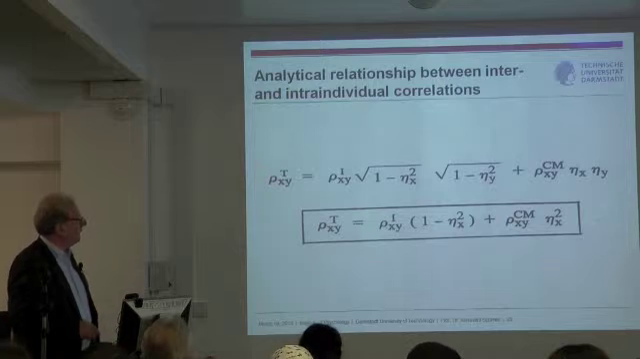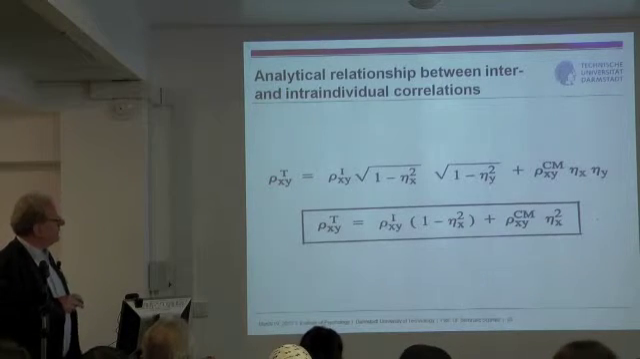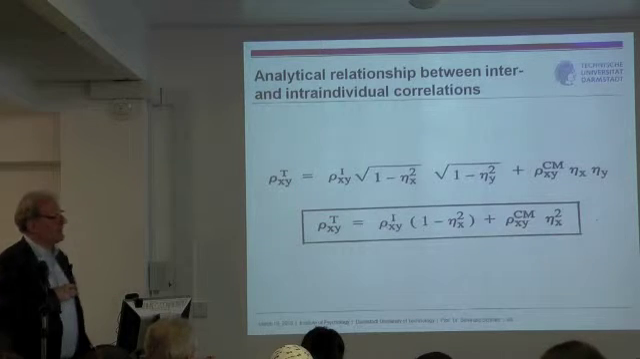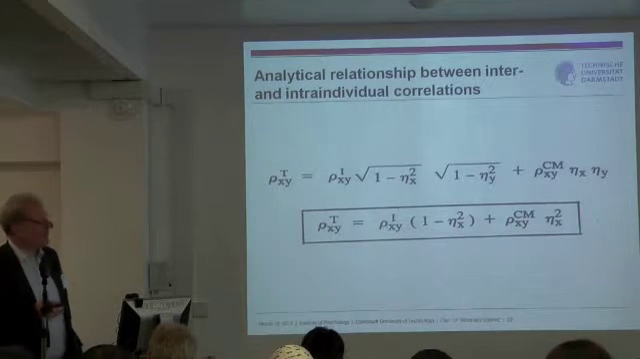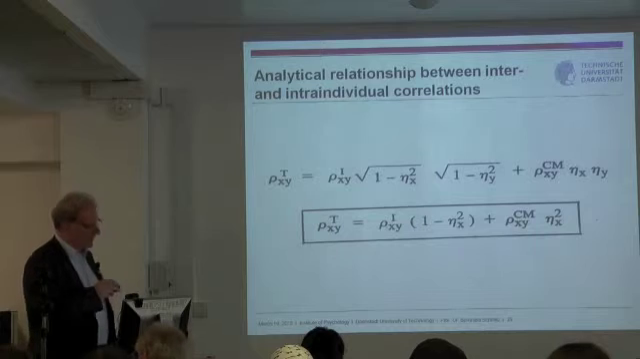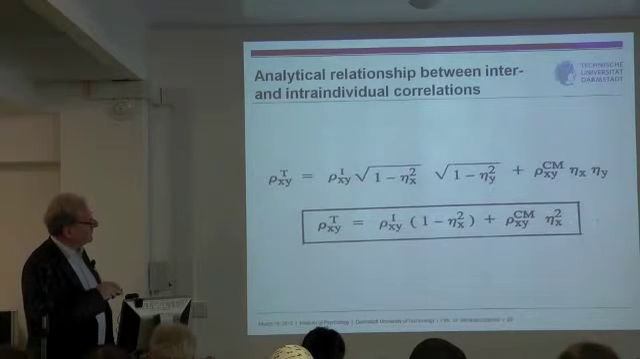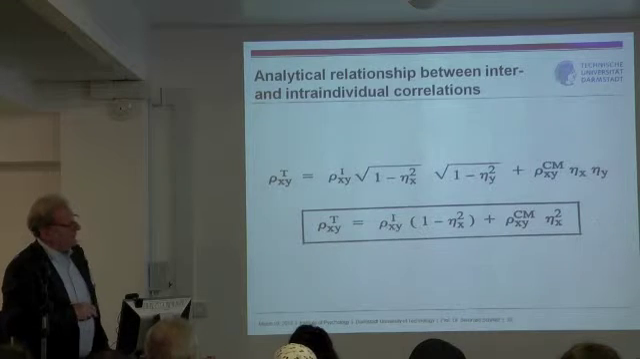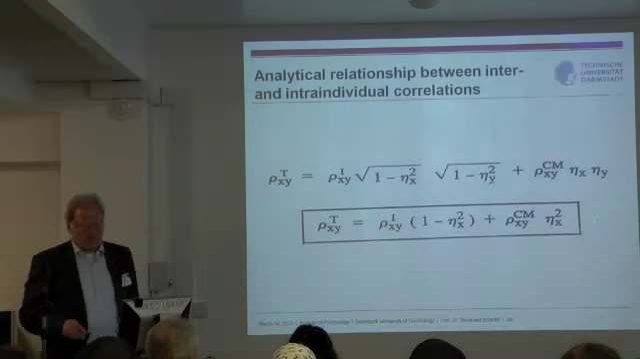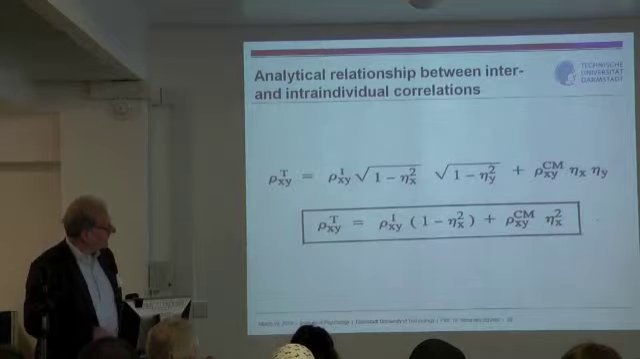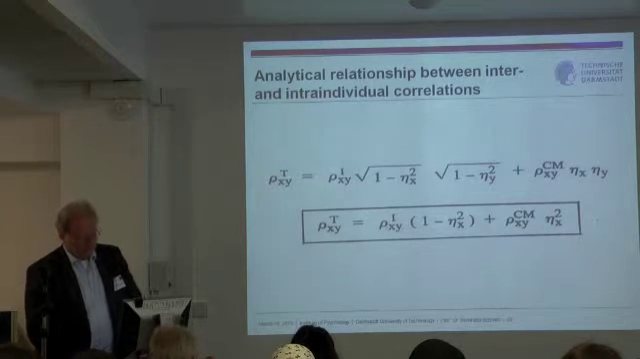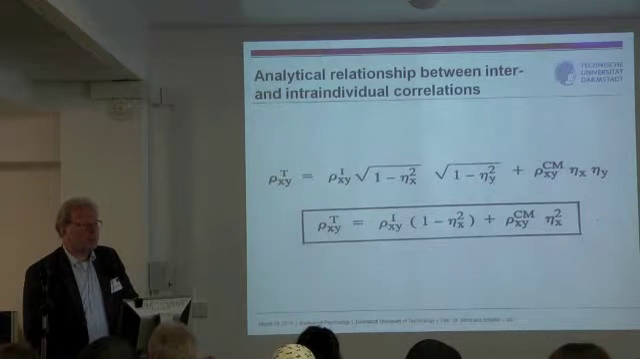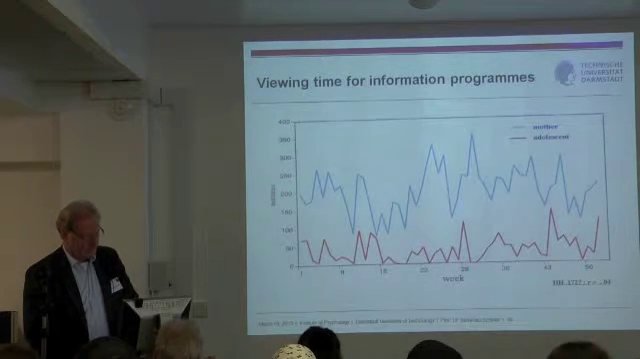That's a formula which relates these kinds of correlations, the inter-individual correlations and the intra-individual correlations. And the parameter which is important is this eta square, which is the relative amount of variability. And the message is you can relate these kinds of correlations.